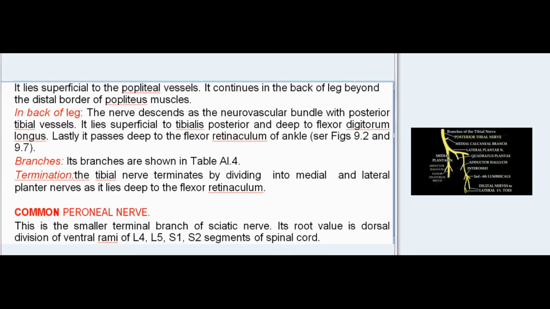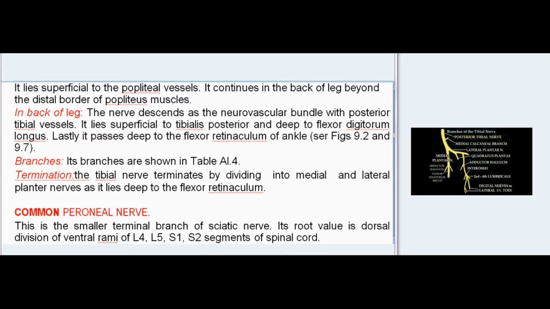In the back of the leg, the nerve descends as the neurovascular bundle with the posterior tibial vessels. It lies superficial to tibialis posterior and deep to flexor digitorum longus. Lastly, it passes deep to the flexor retinaculum of the ankle, see Figs 9.2 and 9.7. Branches: its branches are shown in Table A1.4.